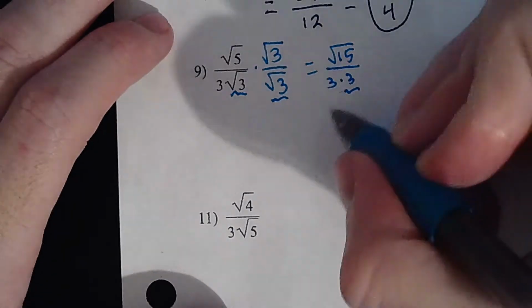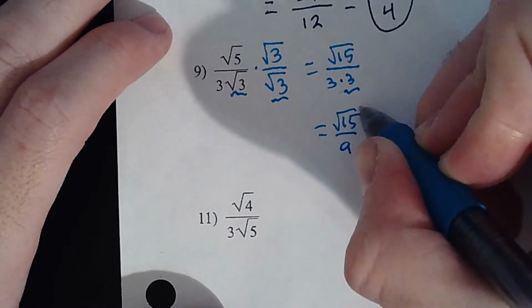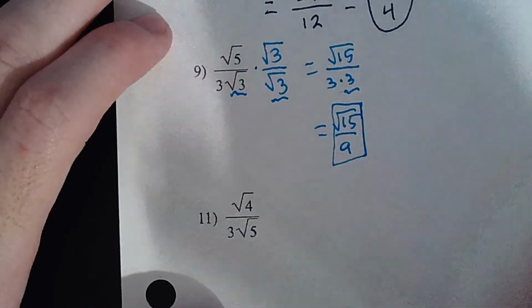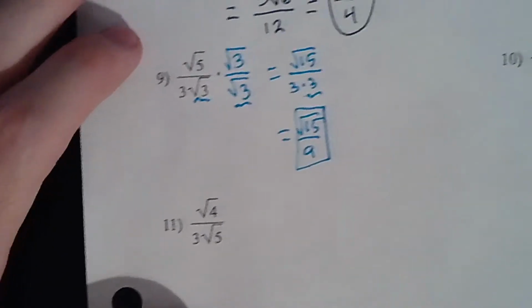And then finally multiply them together, and you're all done with the question. 15 divided by 9. Easy peasy. All right, let's go on to number 10.